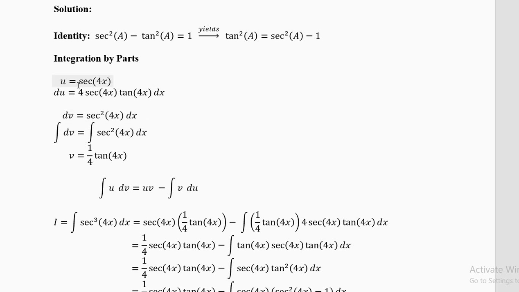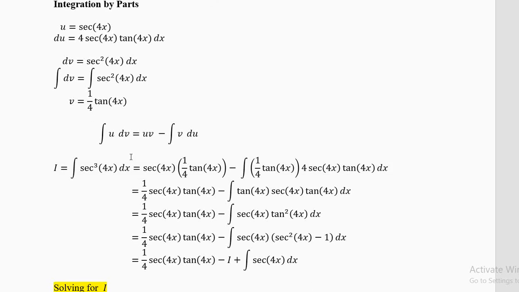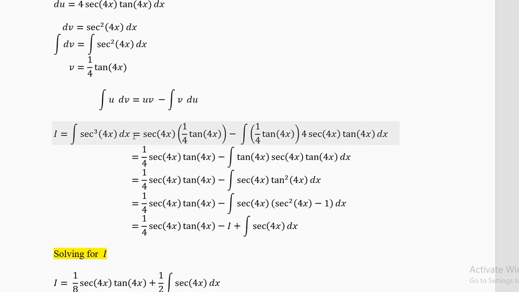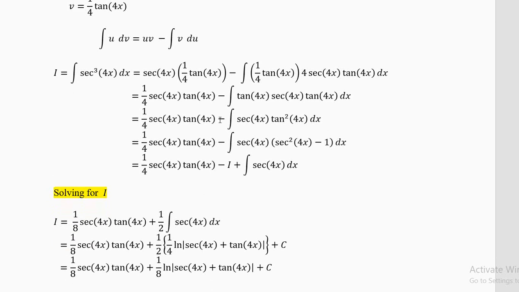Now how much is u? u is equal to secant 4x, du equal to 4 secant 4x tan 4x dx. dv equal to secant square 4x dx. When you integrate on both the sides, you'll get v equal to 1 over 4 tan 4x. Now you put the value of u and v in this formula. You'll get integral I equal to u into v, which is outside, minus integral v du.